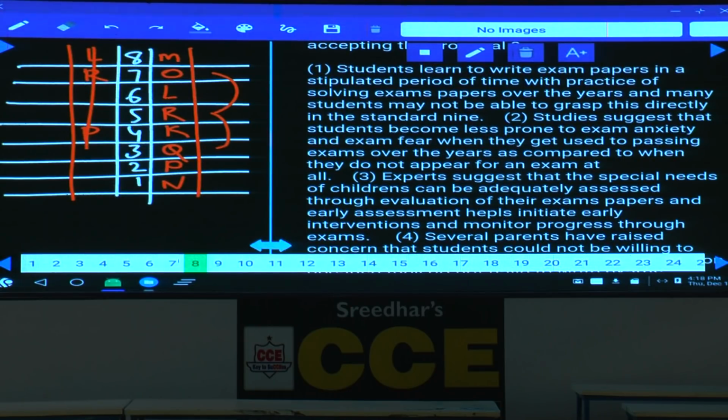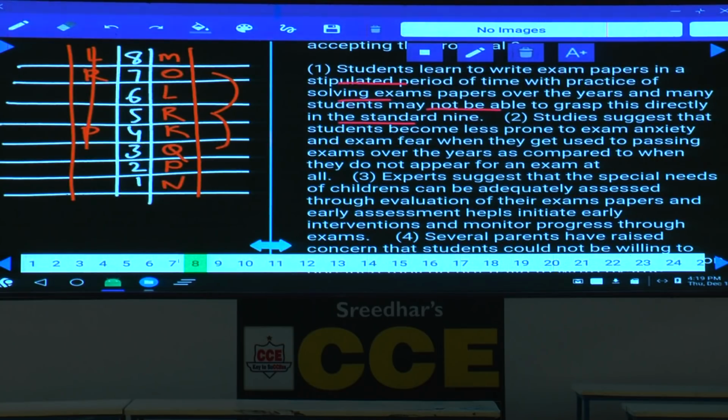Now, the first one: students learn to write exam papers in a stipulated period of time with practice of solving exam papers over the years, and many students may not be able to grasp this directly in the 9th standard. If there are examinations from 5th standard, 6th standard, 7th standard onwards, these students are able to work this out properly. Suddenly if an examination is given in the 9th standard, they are not well equipped, hence they may not perform. Isn't that a disadvantage? Hence people are criticizing the government. This is the reason why people are criticizing the government.